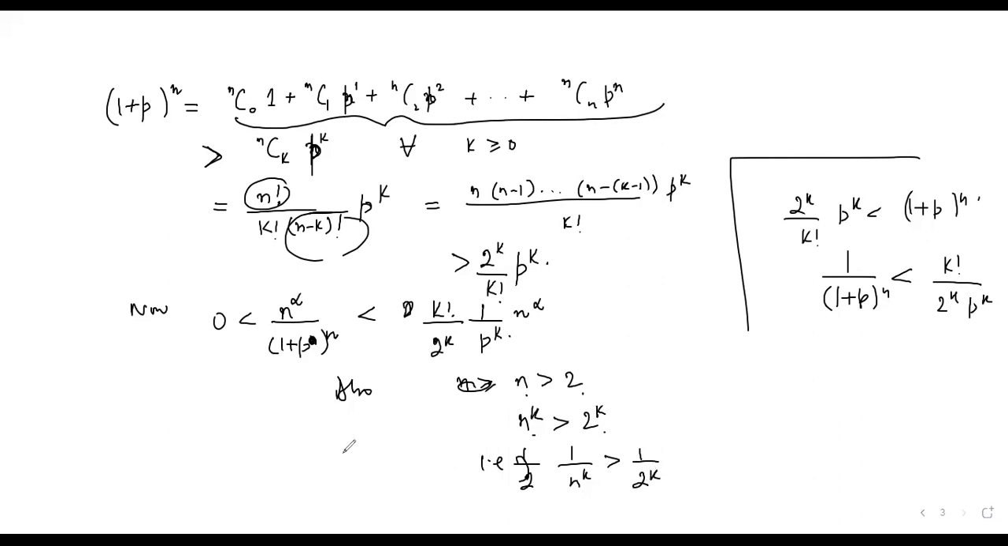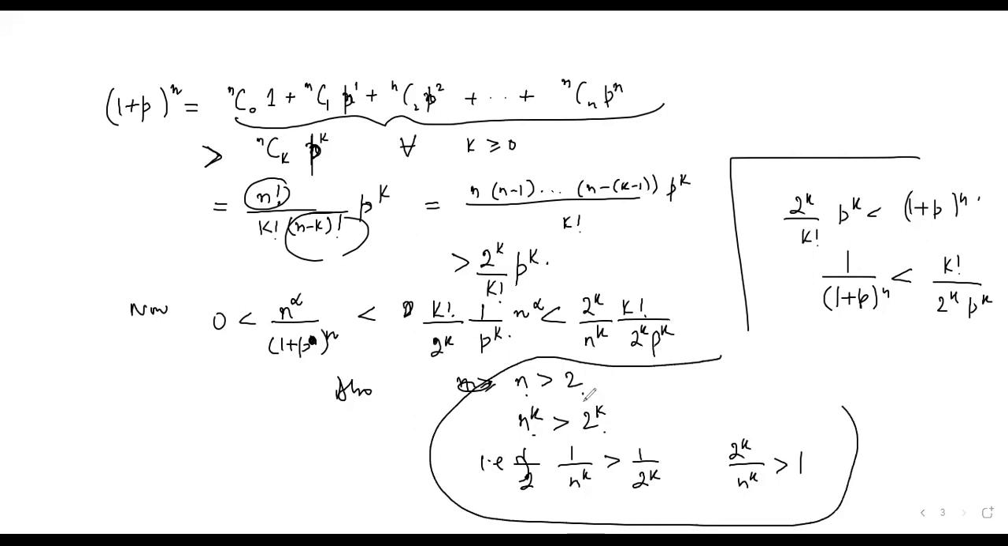So what I do, I can just write 2 raised to power k divided by n raised to power k is bigger than 1. So it means this is less than 2 raised to power k divided by n raised to power k into k factorial, divided by 2 raised to power k, p k. That is the reason, into n raised to power alpha. So one thing will happen: this and this will cancel.